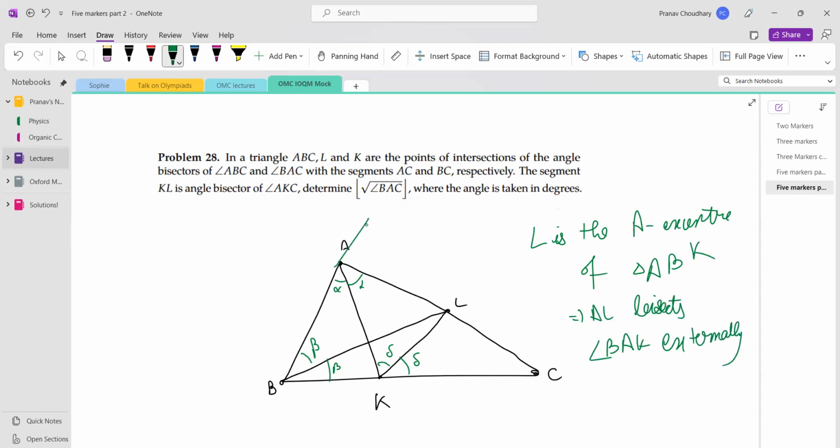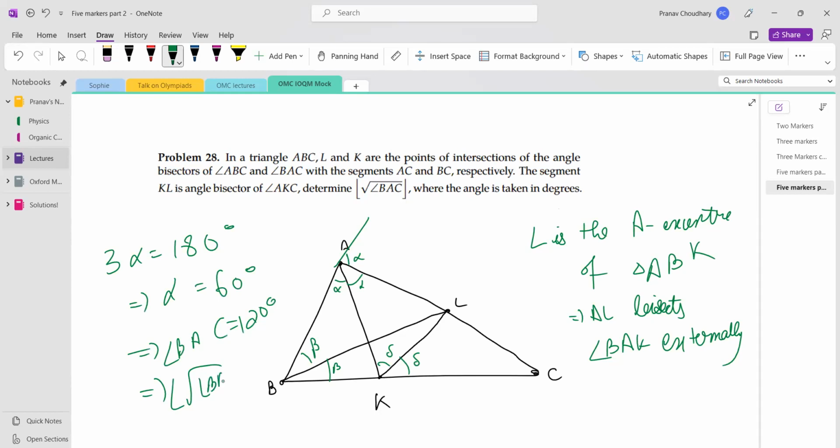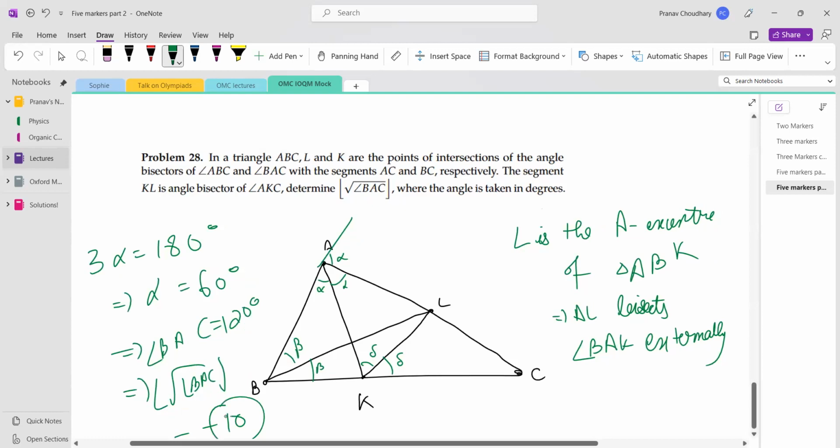Which means if we extend this, this angle should also be alpha. Which means 3 alpha is 180 degrees, which implies alpha is 60 degrees. So angle BAC is 120 degrees. Which means the greatest integer of the square root of this thing would be 10. So the answer is 10.